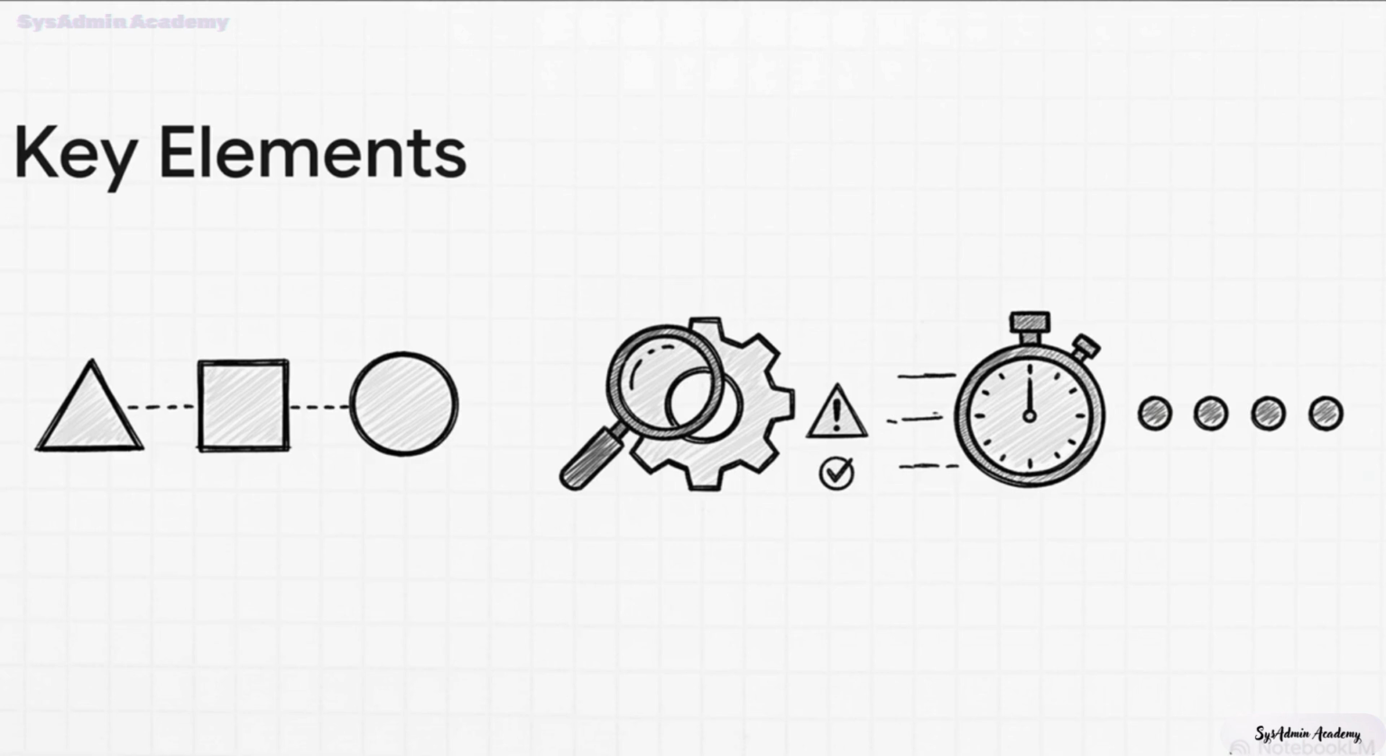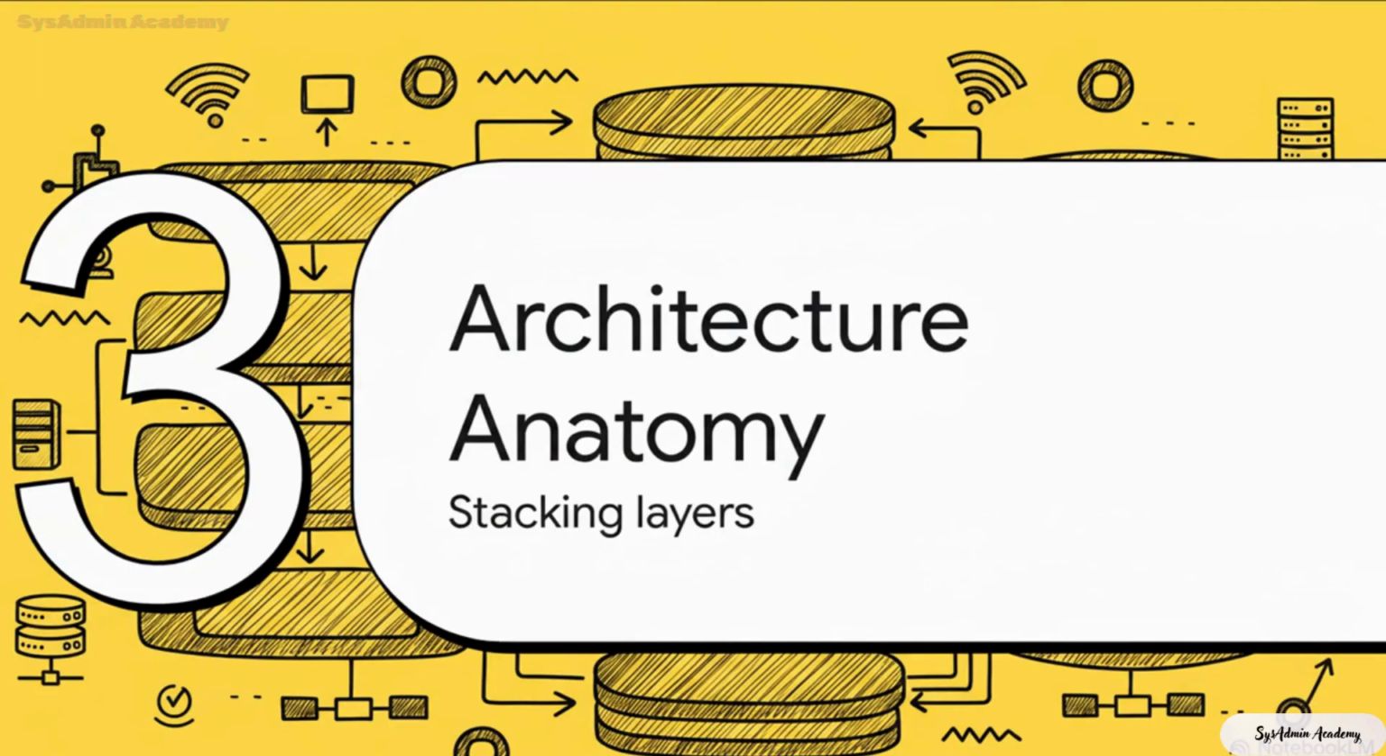And third is timing. This handles speed matching and sequencing. It ensures one machine isn't blasting data way too fast for the other to handle, and that everything arrives in the exact right order. Okay, Section 3, architecture anatomy. Let's see how we actually stack these layers together.